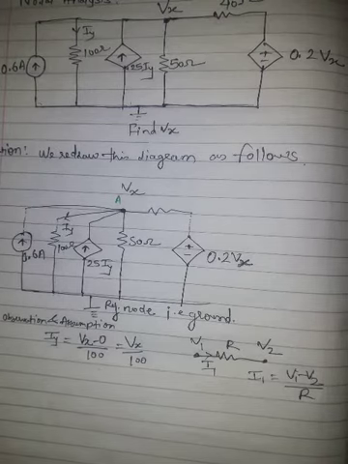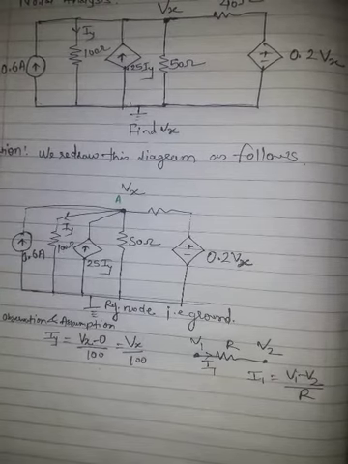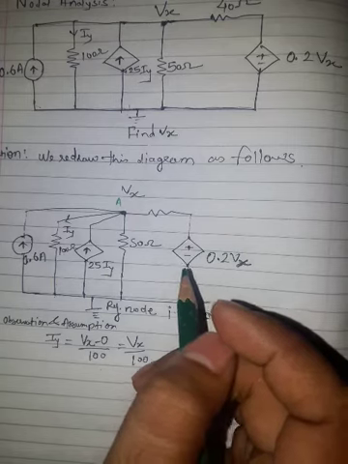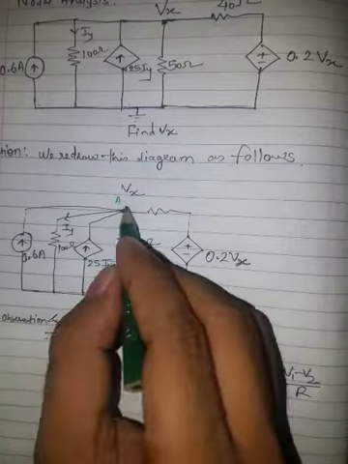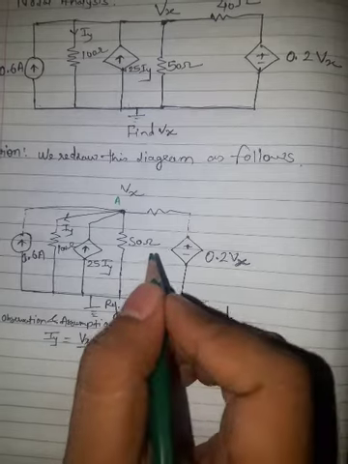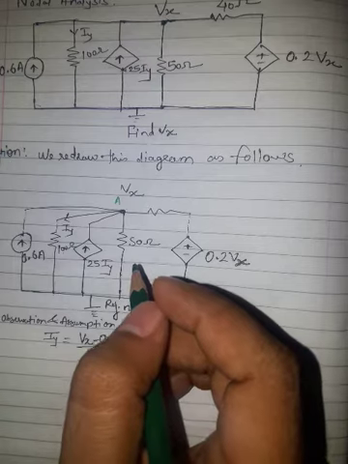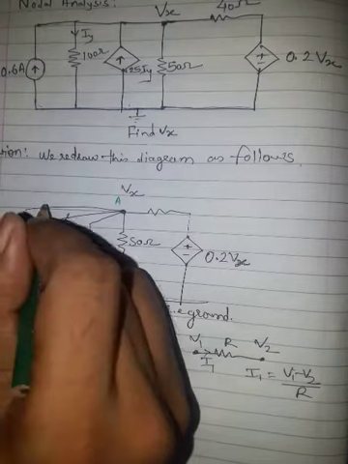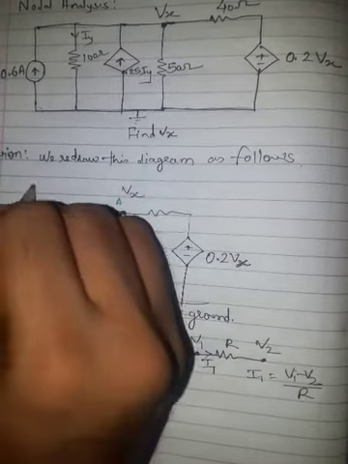Now next is our assumption. Since we have to do the nodal analysis, we have found the number of nodes present in this circuit diagram. Now we have to apply KCL. KCL means the algebraic sum of the currents meeting at a point is equal to 0. Let's assume all the currents are leaving. See here, this is my I1.